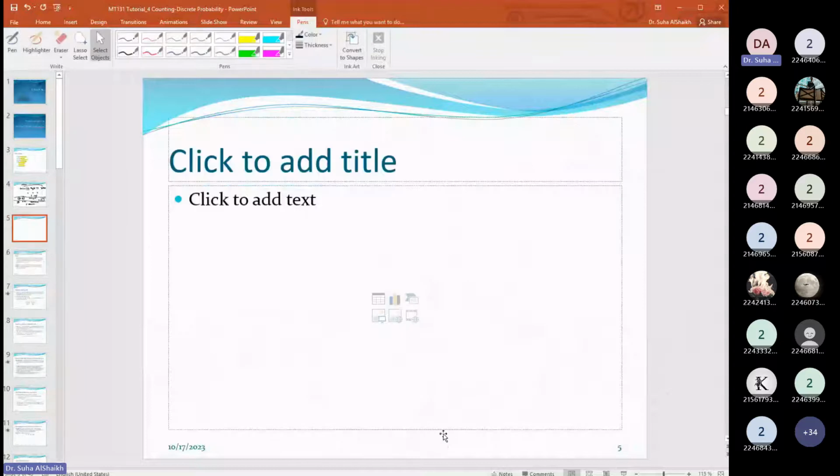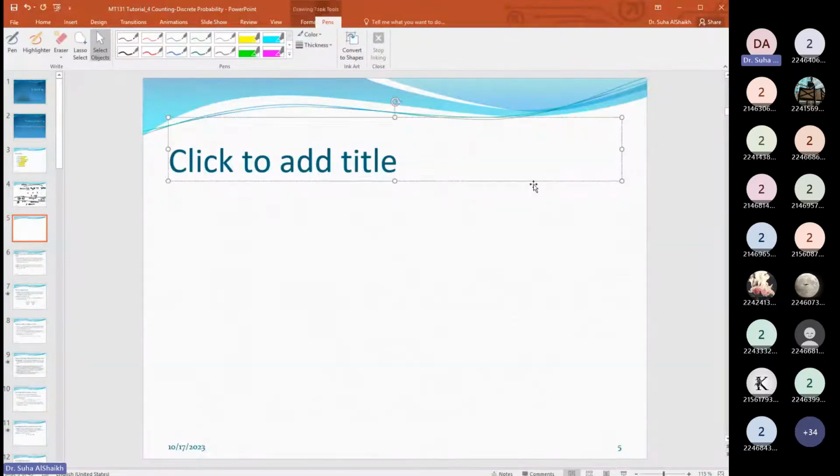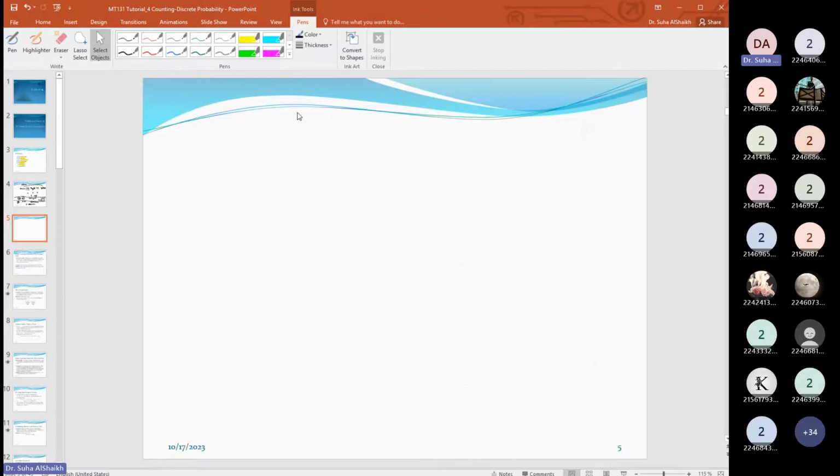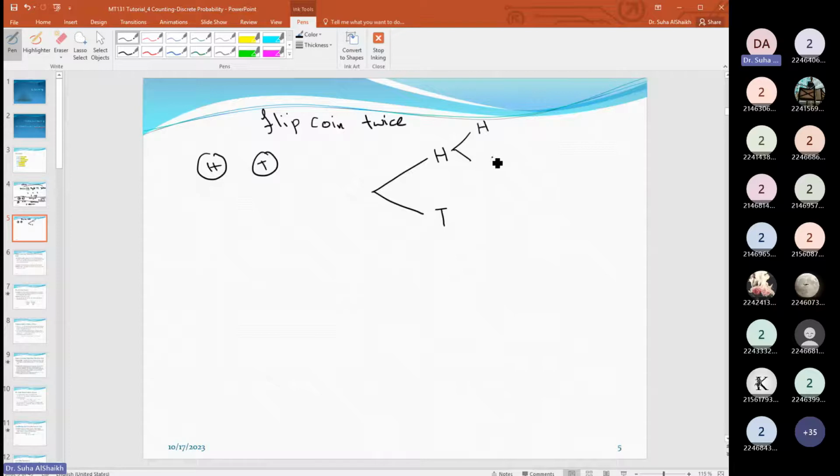Now we can do successive operations, meaning I do an operation and then another operation after it. So if I'm going to flip a coin twice, I'm going to have this coin which has a head and tail, and I'm going to flip it twice. In this case, the first time I will get either a head or a tail. If the first time it was a head, the second time is going to be either head or tail. If it was tail, the second time is either head or tail.